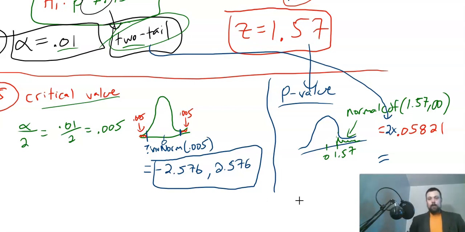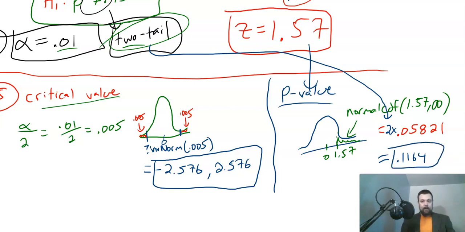So I multiply that by 2, and I get 0.1164. I'm just going to go 4 decimal places this time. Right. Hopefully that is accurate enough to be valid on MyStatLab if this problem was on there. Okay, so that's my p-value.